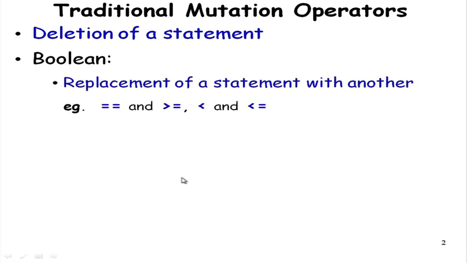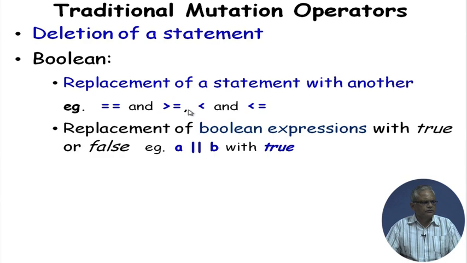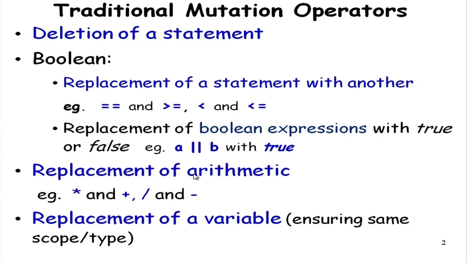Replacement of a statement with another statement, for example, equal to operator with greater than equal to, or a less than equal to, replacement of an expression with a true, so that the expression turns true always. Replacement of arithmetic operators, replacement of a variable. This is also a common programming error where a programmer, instead of writing a is equal to b plus c, possibly wrote a is equal to d plus c. So, all these different types of mutation operators are carried out, and generate a large number of mutants.